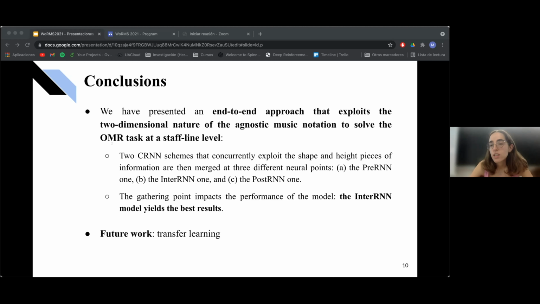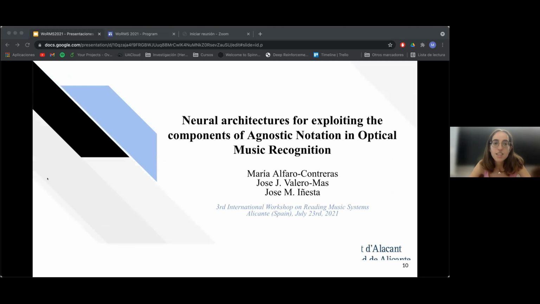One is that, given the variability of the musical notation and the relative scarcity of labeled data, we would like to explore some transfer learning techniques to see how we could exploit the knowledge that we have learned from one corpus for another, and also see if we could expand this approach to different types of music, like homophonic music, and see how it works. So that's all, and thank you for your attention.